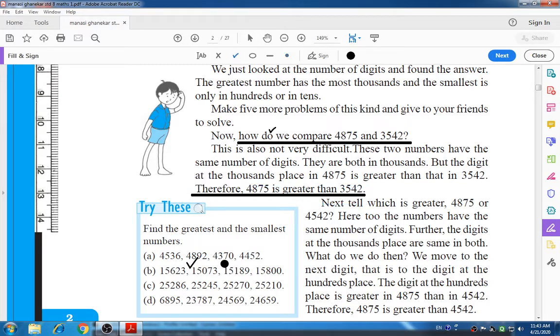Now tell me which one is the greater? If we compare the 6, 0, 1 and 8, then 8 is the greatest digit. So 15,800 is the greatest. And which one is the smaller? Absolutely correct, 15,073 is the smaller.